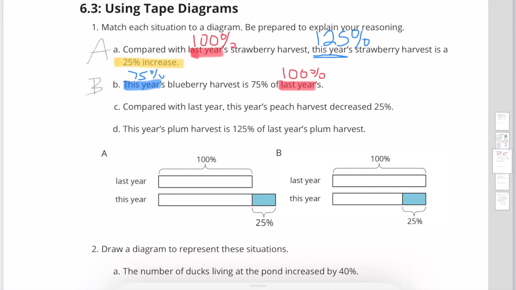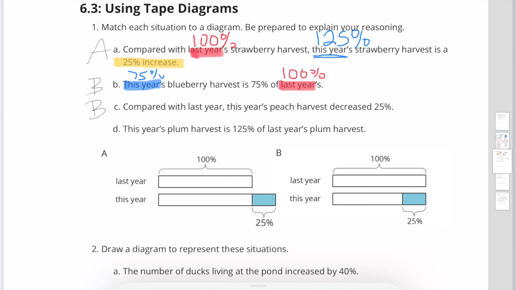Because here we have last year was 100%, but I don't have quite as much as last year. I have 25% less. So that means this represents 75%. Okay? C, compared with last year, this year's peach harvest decreased by 25%. Which diagram does that match? Okay, that one's also B.